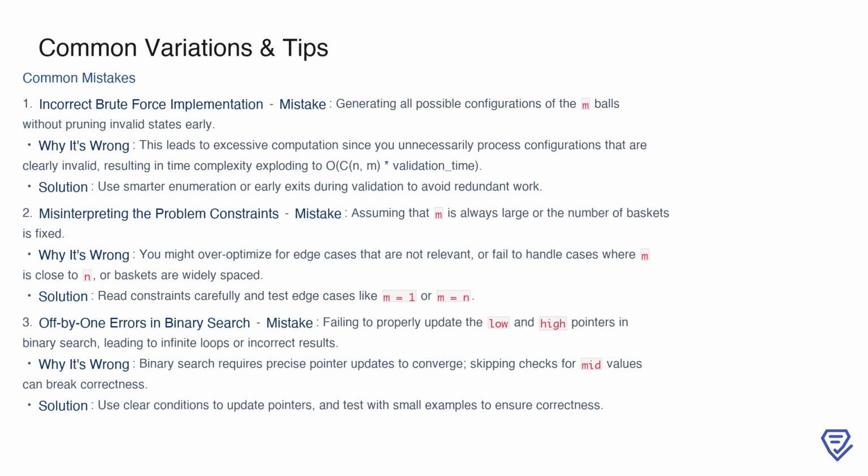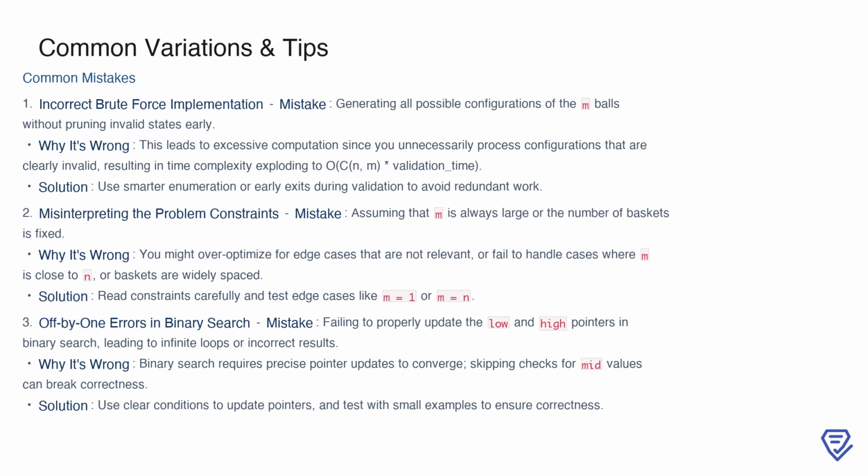If you generate all possible configurations of the M balls without pruning invalid states early, you'll end up processing a huge number of unnecessary combinations. This drastically increases computation time, as the complexity can balloon to O(C(N, M) * validation_time). To address this, you should use smarter enumeration techniques, such as early exits during validation, to avoid redundant work.